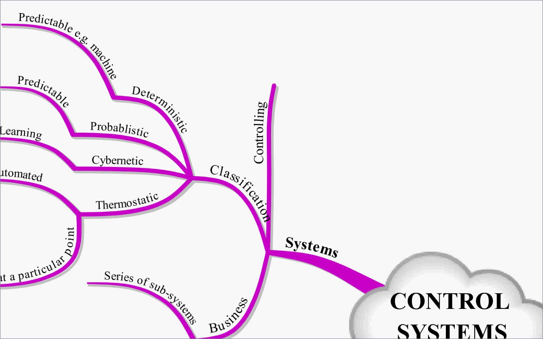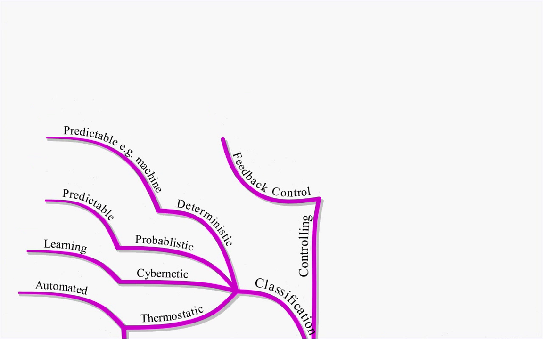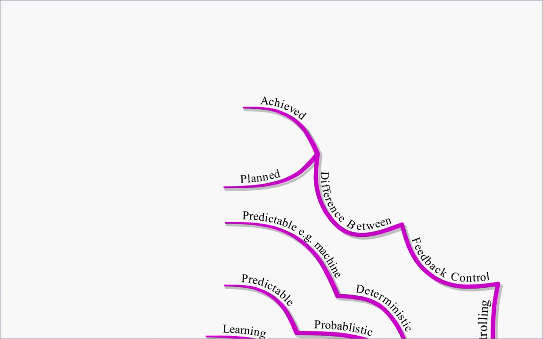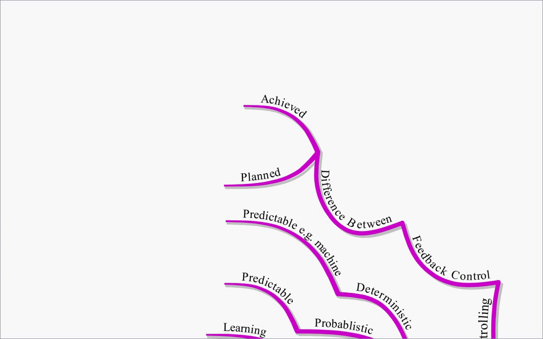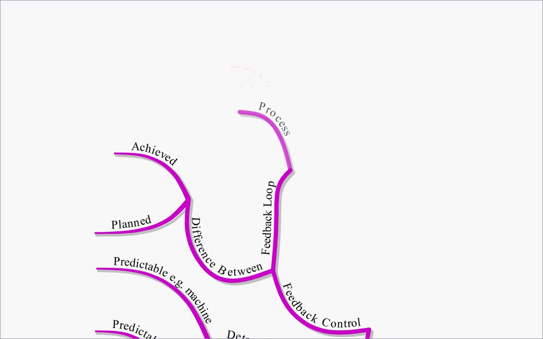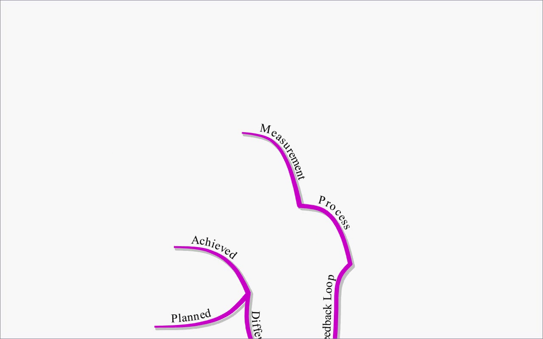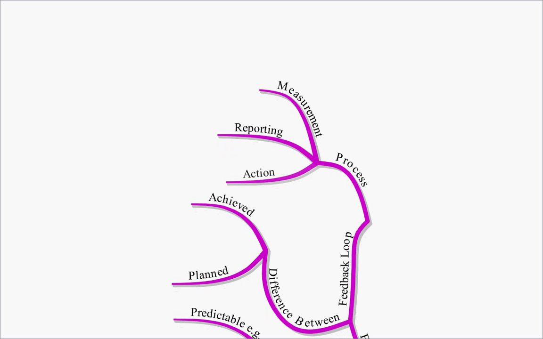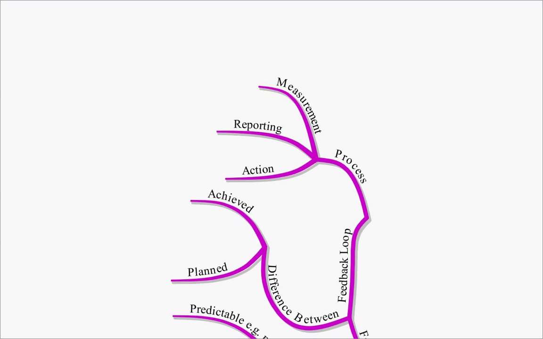So, controlling a system then. First thing I want to look at here is feedback control. Now this is the difference between what is achieved and what is planned. So you're looking at your actual achievements and comparing them to the plan that you had before you started. A feedback loop then will involve a process which firstly measures the outputs, then reports the outputs, and then takes action if it's required to be taken.